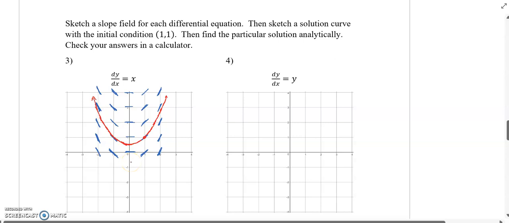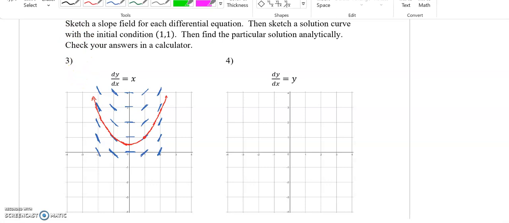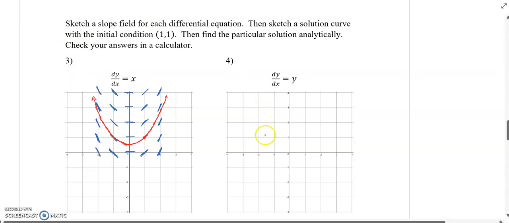Okay. We'll try the same thing with dy dx equals y. This time it doesn't matter what x is as long as we know what y is. So if y equals 0, pew, pew, pew, pew, pew, then the slope equals 0. You got to do those sound effects. That part's important. Now if we bump up to y equals 1, then our slope is going to be 1.